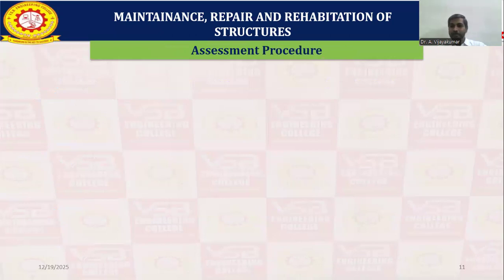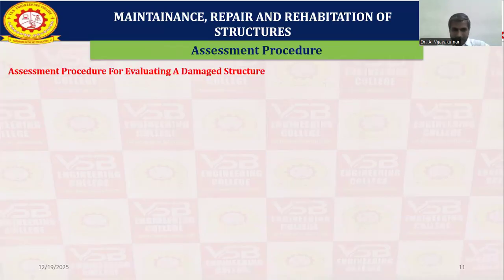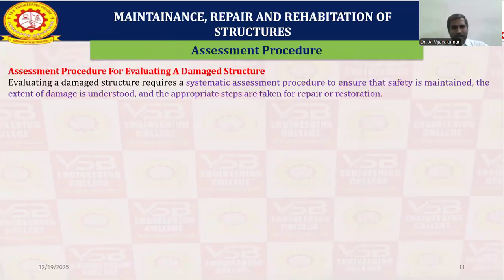Now we need to see the assessment procedure, because without assessing the existing structure, we cannot take up repair strategy methods. We have different evaluation and assessment procedures, and we need to follow that procedure before going for repairs. Evaluating a damaged structure requires systematic assessment procedures to ensure that safety is maintained, the extent of the damage is understood, and appropriate steps are taken for repair and restoration. For that, we need to follow the standard assessment procedure for damages, such as.